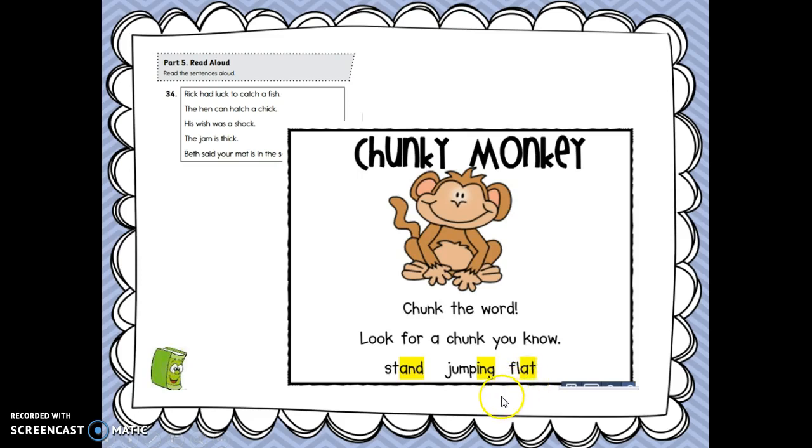Okay, so as you're working through part 5 read aloud, remember to use your chunky monkey strategy. And strategy just means a trick that can help you to figure out some of those words.